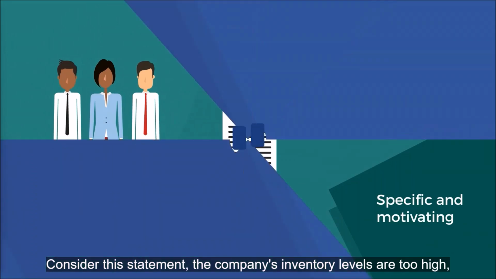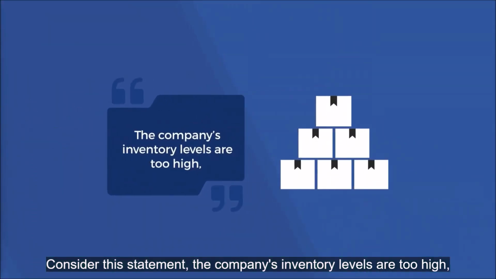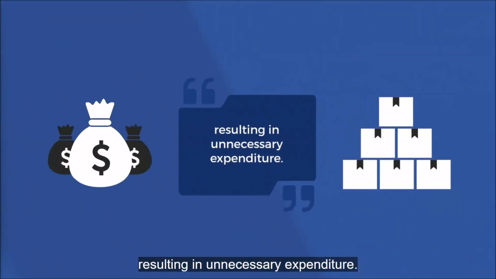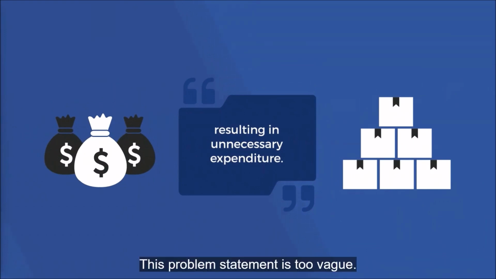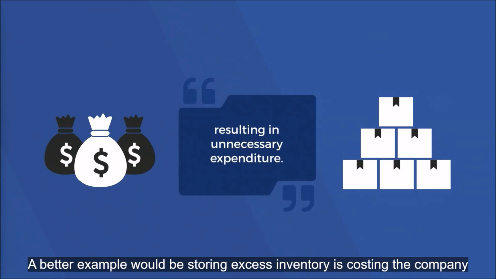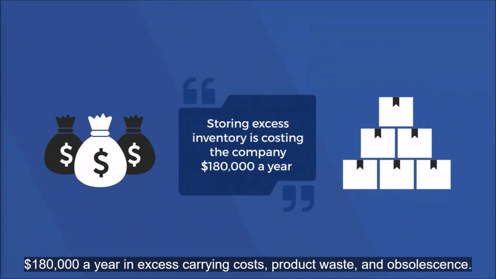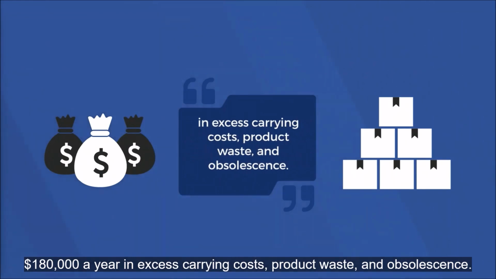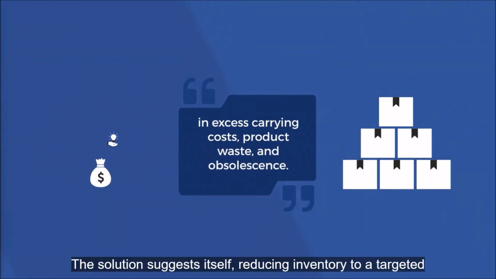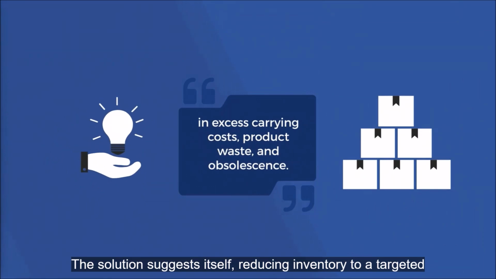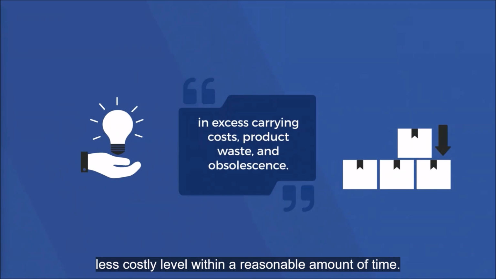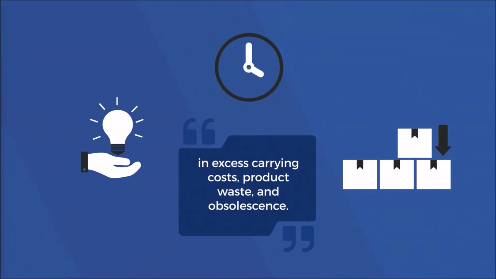Consider this statement: "The company's inventory levels are too high, resulting in unnecessary expenditure." This problem statement is too vague. A better example would be: "Storing excess inventory is costing the company $180,000 a year in excess carrying costs, product waste, and obsolescence." The solution suggests itself: reducing inventory to a targeted, less costly level within a reasonable amount of time.